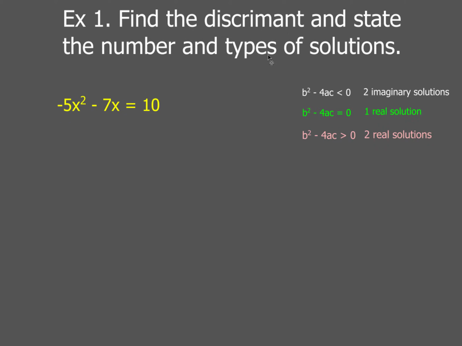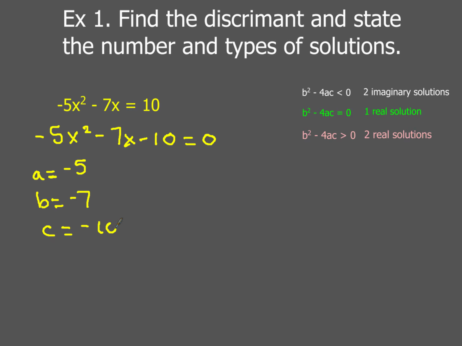So we're going to move the 10 to the other side, so that means we would subtract 10, and so I would have negative 5x squared minus 7x minus 10. And then don't forget this piece, make sure you keep your equals 0. So what you want to do is list your values for a, b, and c. So a is the constant in front of the x squared, that coefficient. So a is negative 5, your b value is negative 7, and your c value is negative 10.